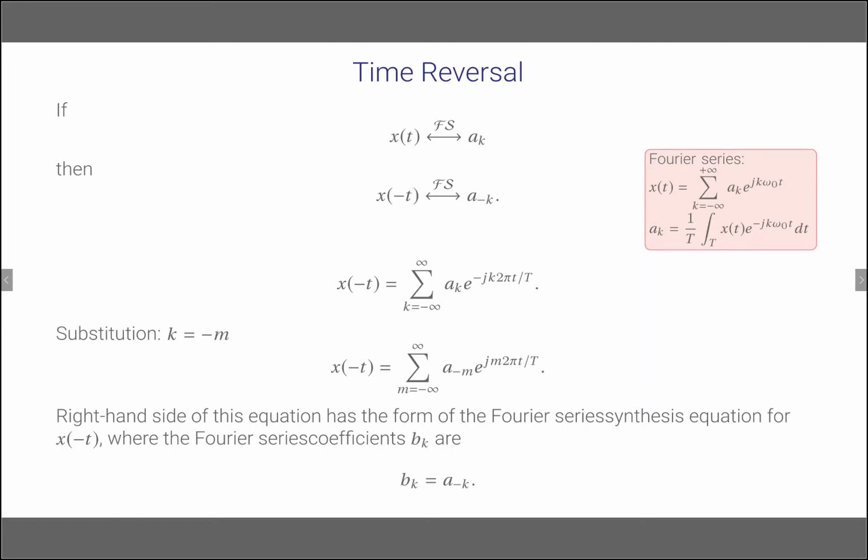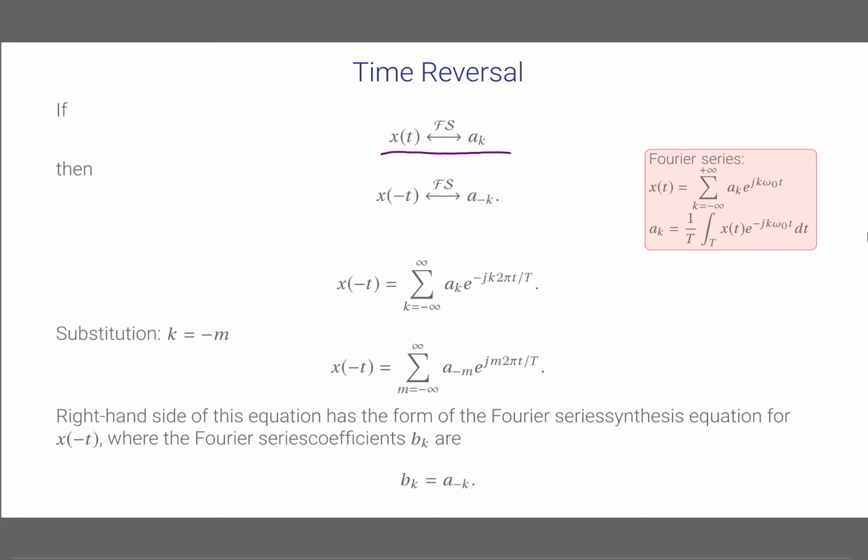Okay, then we look at the time reversal property. So we know that x(t)'s Fourier series coefficients are a_k, we are given that, and now we want to find the Fourier series coefficients of x(minus t). Actually they turn out to be a_minus k. So how do you do that?